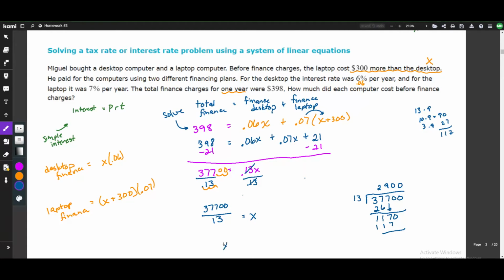So x equals 2,900, and x was my desktop. And then the laptop is going to be 300 more, so 2,900 plus 300 is going to be 3,200. That will be my laptop, which will be $3,200.